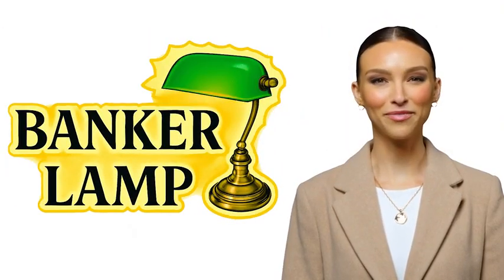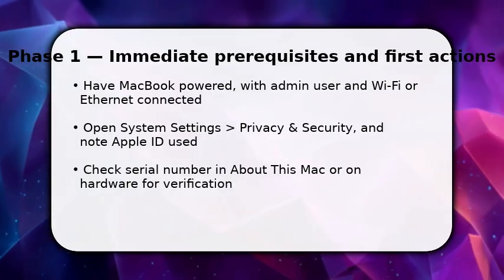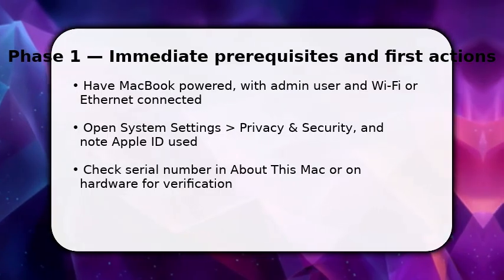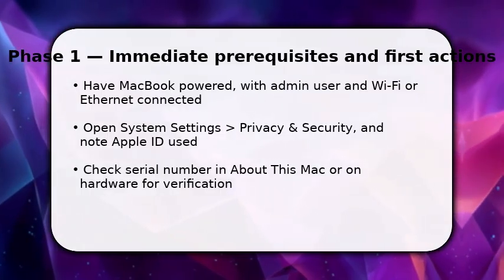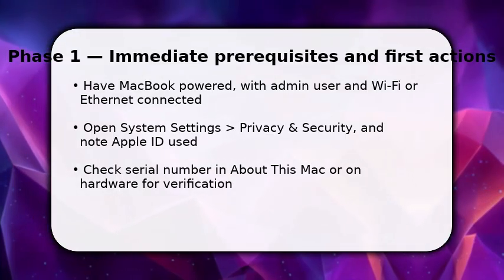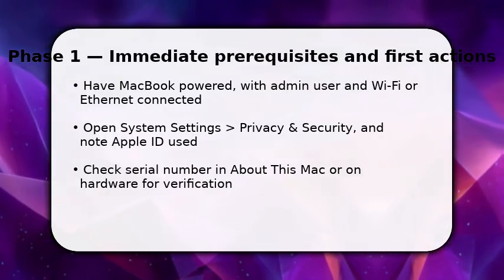Please enjoy the video. You start by confirming essentials: power, network, and an admin account. These let you query MDM states. Open About This Mac to copy the serial number, and then sign into Apple ID in System Settings if not already. Once done, navigate to Profiles or Device Management. This shows installed MDM profiles.